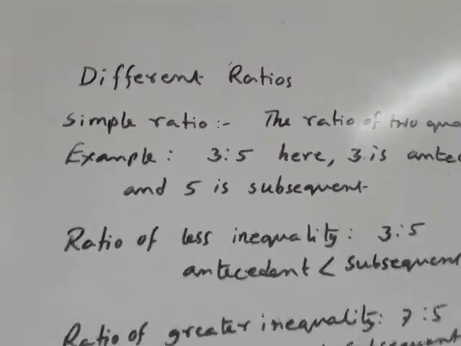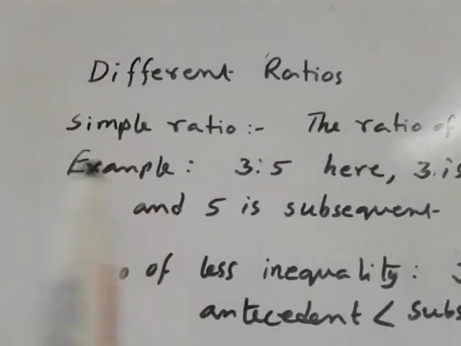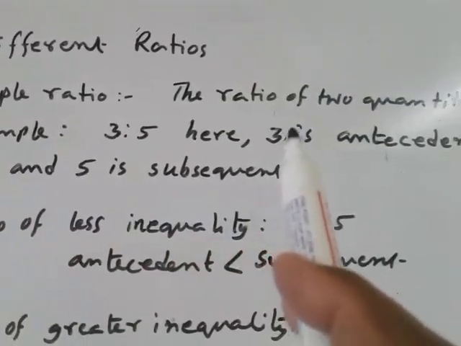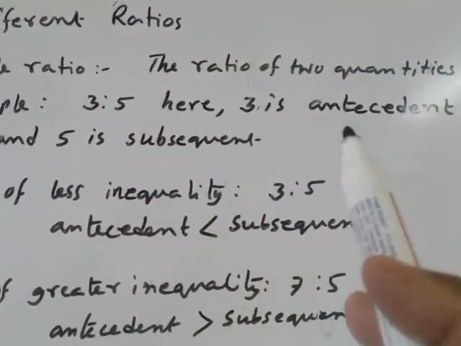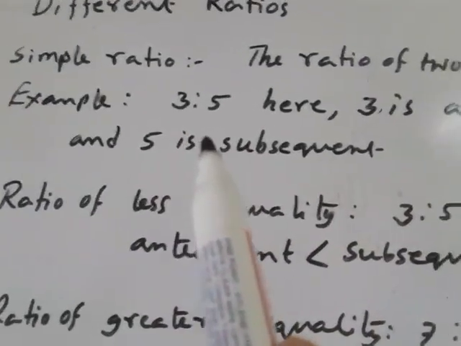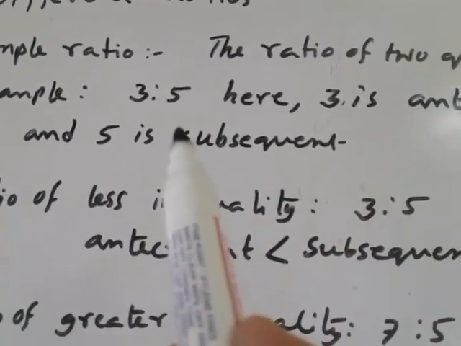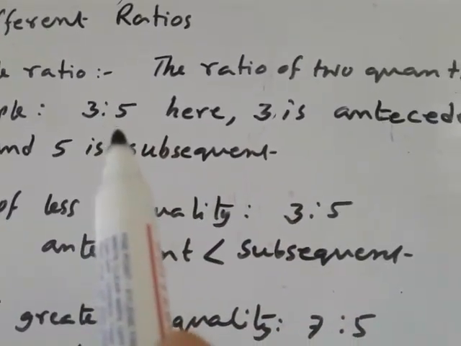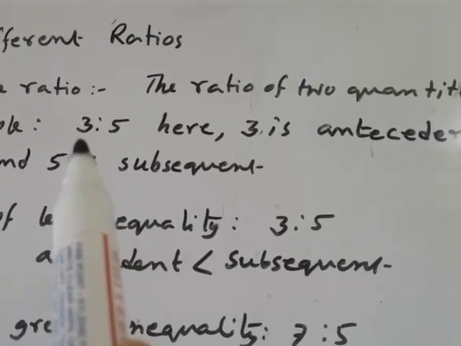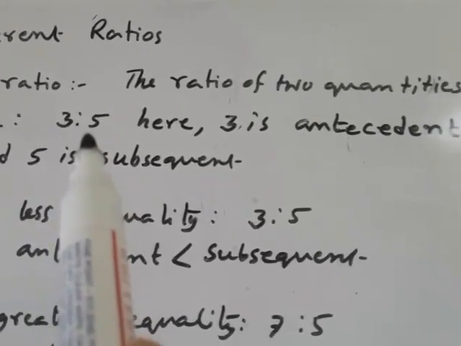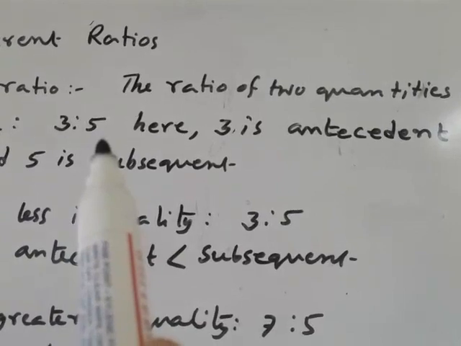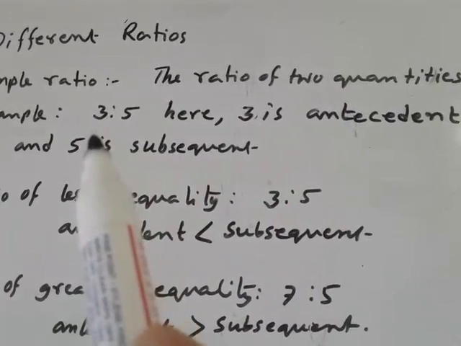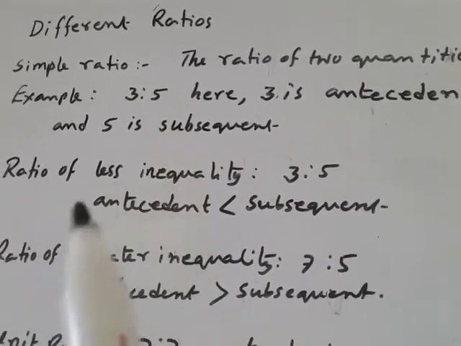Ratio is one kind of fraction. See different ratios. Simple ratio: the ratio of two quantities, only two quantities. Example, 3:5. Only two quantities here. The first one is the antecedent, 3 is the antecedent, and the last one, 5, is the subsequent. Here 3 is antecedent and 5 is subsequent.